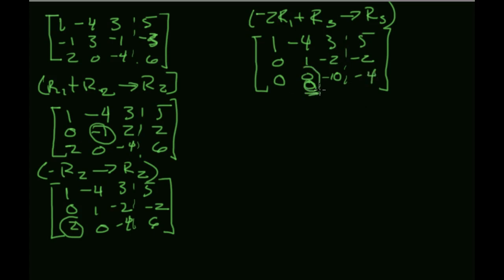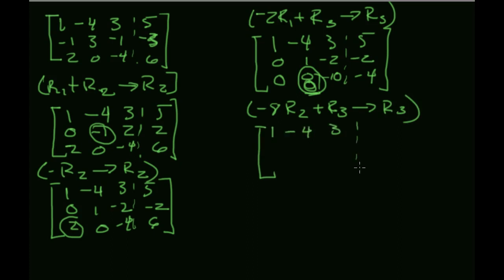All right, so now my problem is this 8. I get rid of that by multiplying row 2 by negative 8 and adding that to row 3 and replacing row 3. Okay, so the top 2 rows are not going to change.